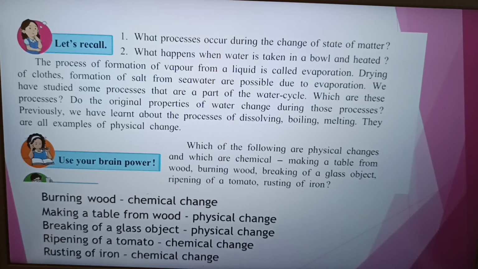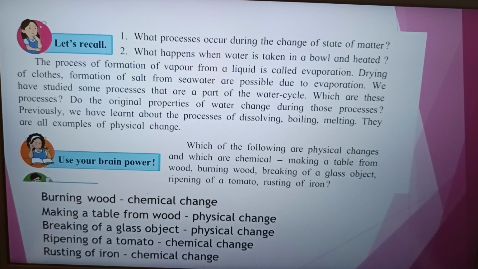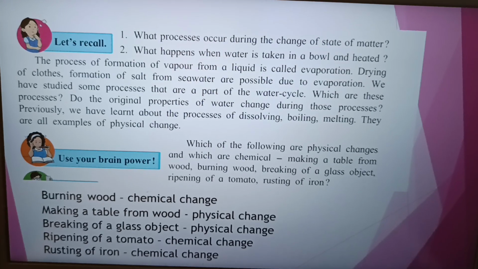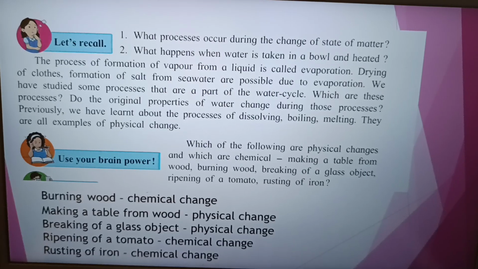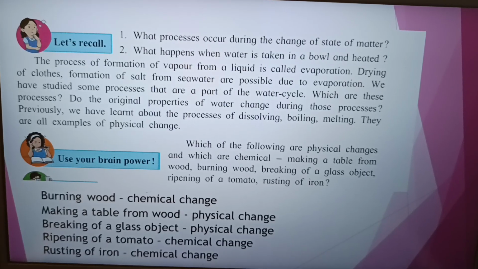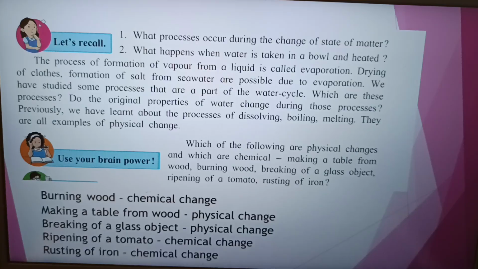Previously we have learnt about the processes of dissolving, boiling and melting, and they are all examples of physical changes. Yes or no? So the processes of the water cycle, the boiling, melting, dissolving, there is no such change in composition, right? So all these types of changes are called physical change.